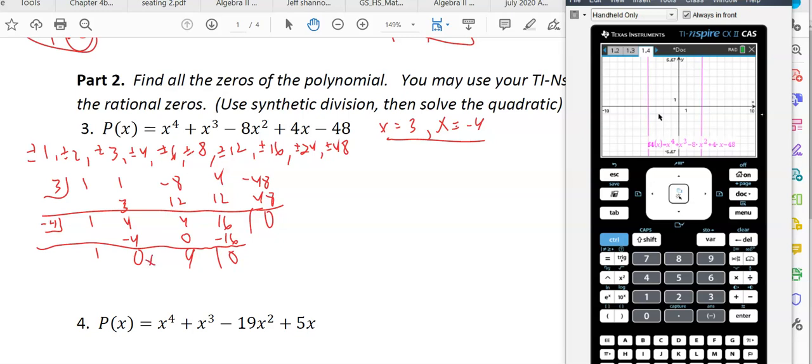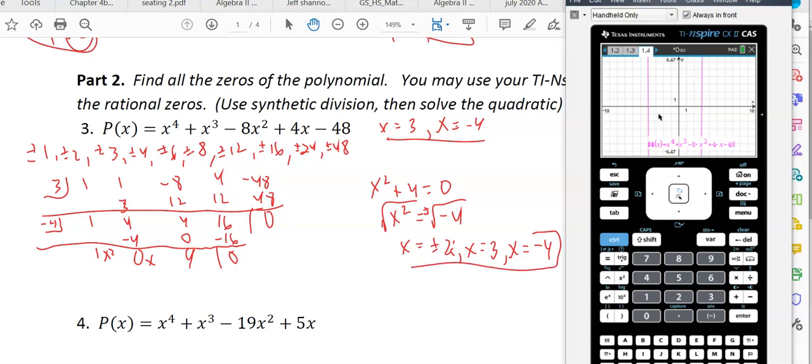Okay, so this is our x, this is our x squared. So we get x squared plus 4 equals 0. Solve that. You get x squared equals -4. Square root both sides. Don't forget plus or minus. x equals plus or minus 2i. And then x equals 3 and x equals -4. Those are my solutions. I got those from the ones we got from the graph there, the rational ones.